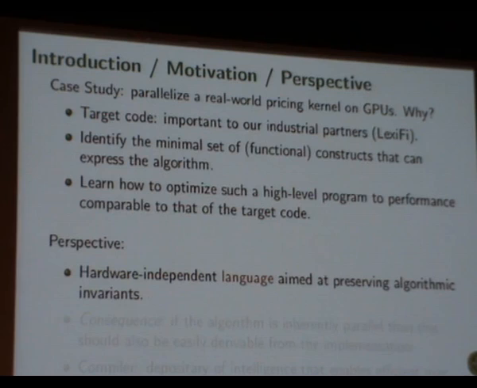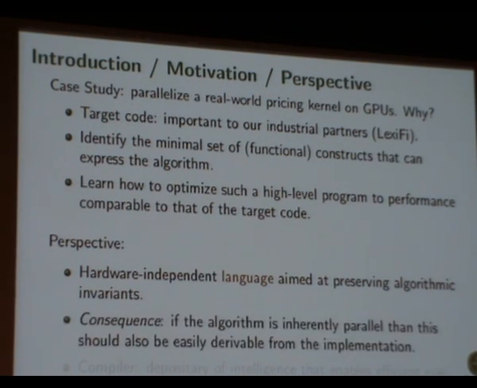To summarize in perspective, we want a hardware-independent language, and we would like the user to mainly be focused on specifying the algorithmic invariants. The consequence of this is that if the algorithm is inherently parallel, then we expect this to also be a property which is easily derivable from the implementation. And the compiler should be the depository of intelligence that will allow this code to run efficiently.